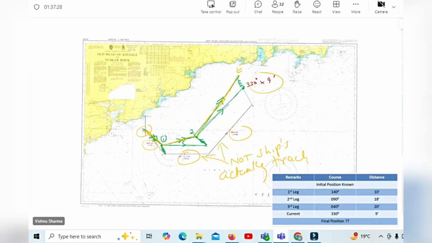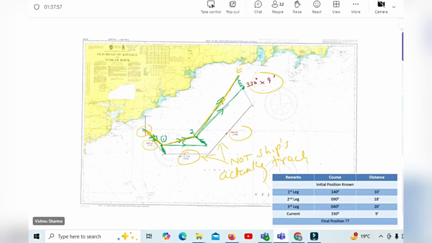Sir, in exams, are we going to use the first method? We'll use the first method, but sometimes if there is ambiguity, then the actual track can be used, to see whether it is passing through navigable waters or not. It is the yellow line which has to be always in safe waters. So we don't need to show this yellow line in the exam, since he only wanted the final position. You don't have to show it, but I'm just telling you what it is.